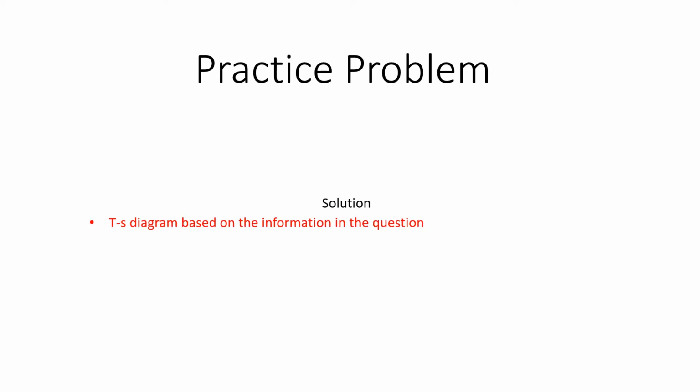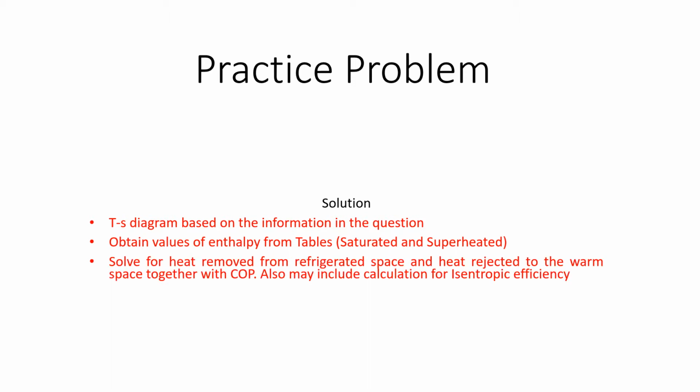Through this presentation, you will know how to draw a TS diagram based on the information given in the question. And then once you've identified all the important points on the TS diagram, you will obtain values of enthalpy from tables. This will be both from the saturated and superheated table charts. And then you will solve for heat removed from refrigerated space and heat rejected to the warm space together with the COP value. And some of the questions may also include calculation for isentropic efficiency.